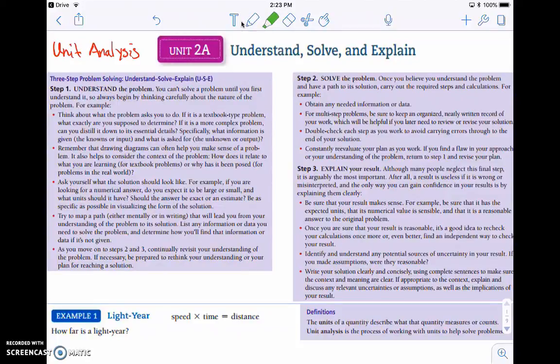But as we look at this idea of understand, solve, and explain, it's a three-step problem solving concept, and I'm not going to review all of this, and it's not something you need to memorize by any means. It gives you a platform or some kind of structure to help you in solving and working through problems mathematically. And so just a couple things that I will be pointing out.